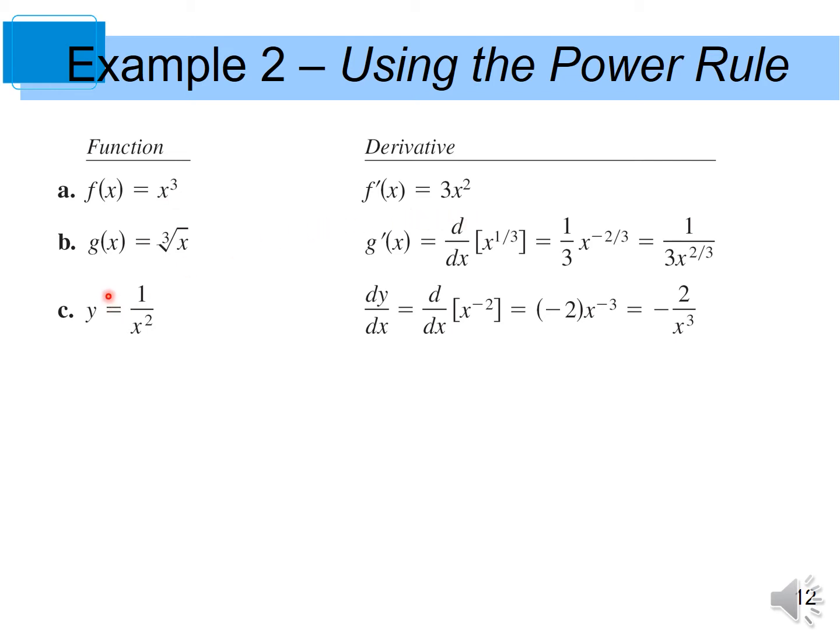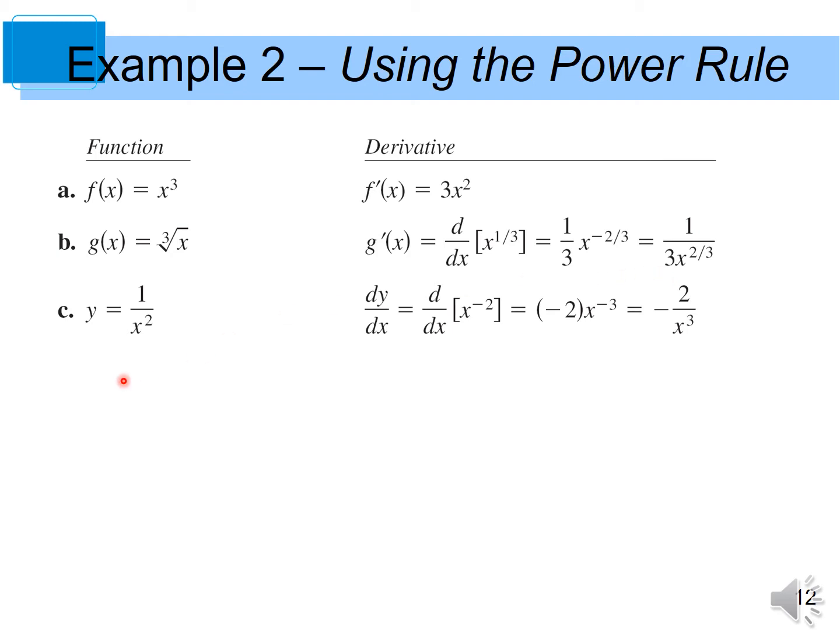For b, g(x) is equal to the cube root of x, where this cube root of x can be written in power rule form as x to the 1/3. And we use the power rule to differentiate. So we have this answer, and we can rearrange our answer.